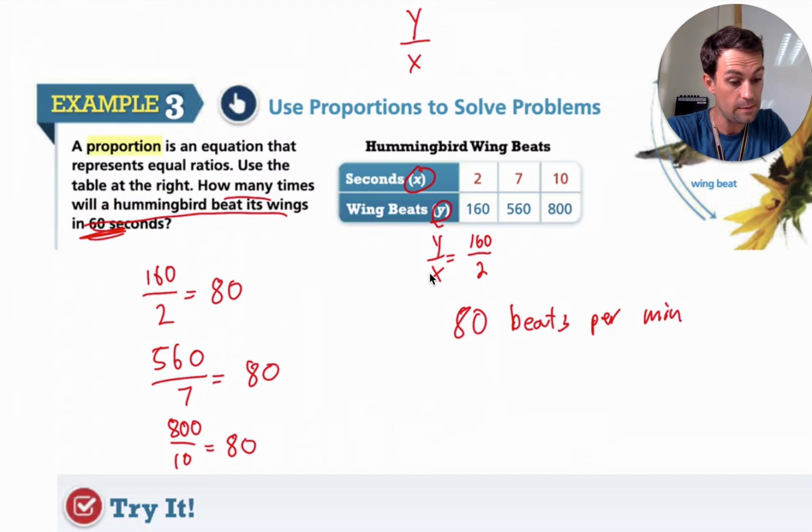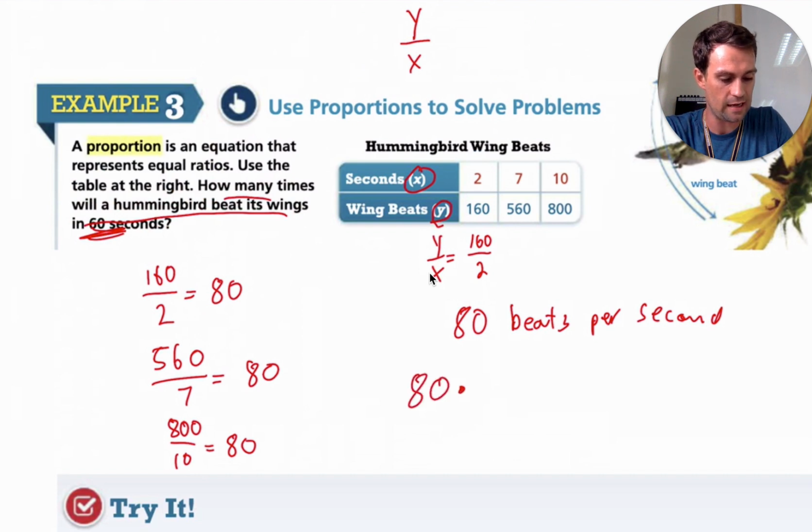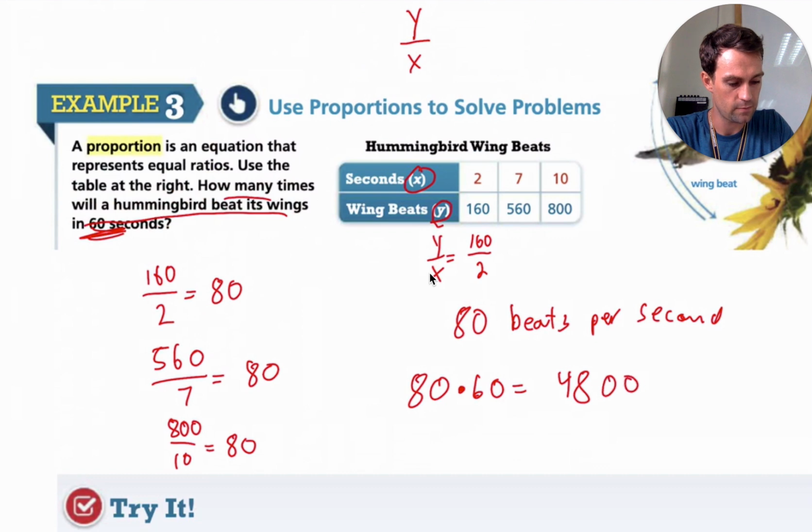Oh wait, that is 80 beats per second. Holy moly, look at that. That's 80 beats per second. So then there are 60 seconds in a minute, so it would be 80 times 60, which gives us 4,800. So 4,800 will be your answer.